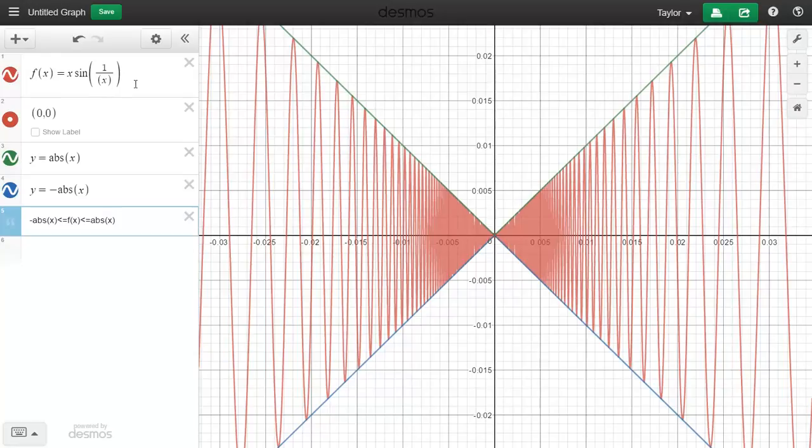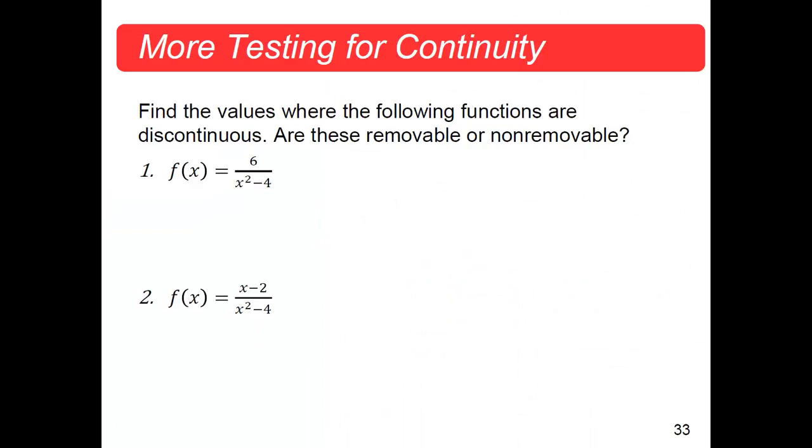It's piecewise defined. It's defined as x sine of 1 over x for x not equal to 0, but for x equal to 0, f is 0. Now, last thing I want to do real fast is just classify non-removable or removable discontinuities and find those discontinuities. So, let's consider this function, f of x equals 6 over x squared minus 4.